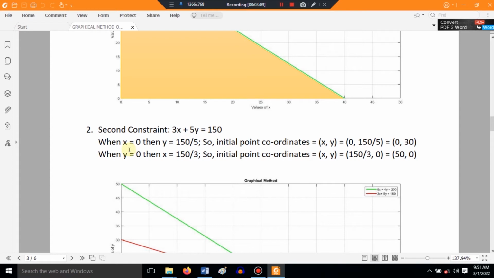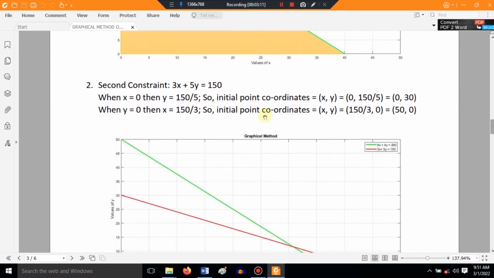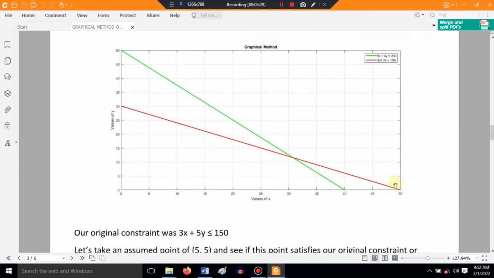In the same way as we did previously, we will simply put x equals 0 to get the initial point of this line. Now this red color line is our second constraint. We have our first point, and when we put y equal to 0, we will get the value of x from this equation, and that gives us the second point, which is this one.